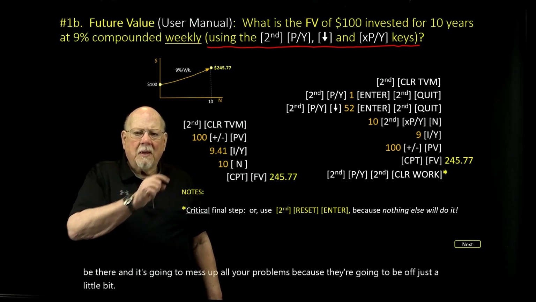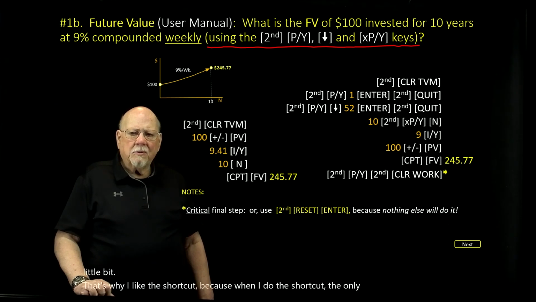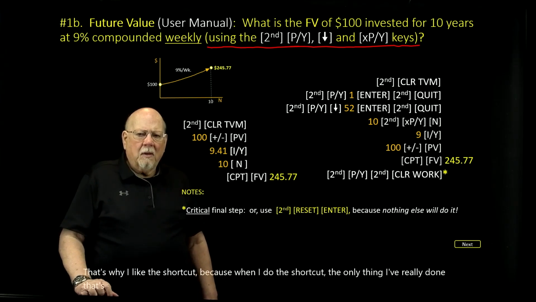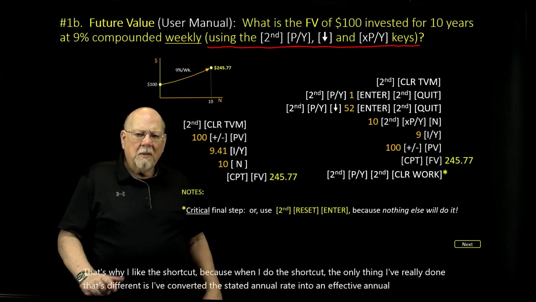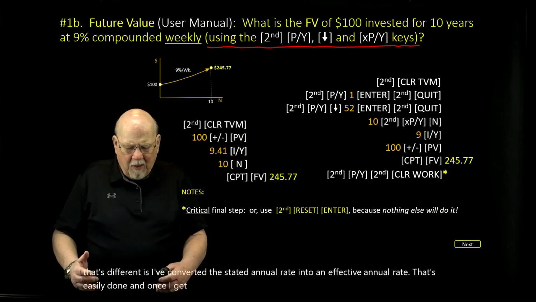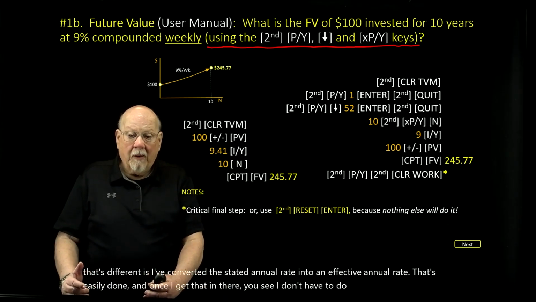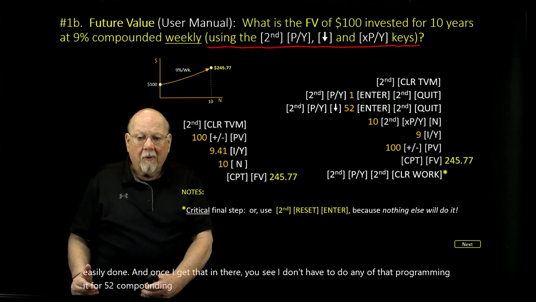That's why I like the shortcut. Because when I do the shortcut, the only thing I've really done that's different is I've converted the stated annual rate into an effective annual rate. That's easily done. And once I get that in there, you see, I don't have to do any of that programming it for 52 compounding periods. I don't have to worry about deprogramming it.